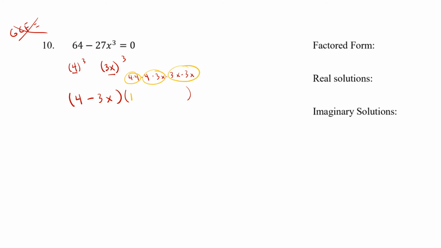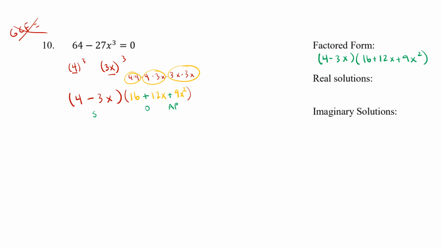4 times 4 is 16. 4 times 3x is 12x. 3x times 3x is 9x squared, giving us almost our completed factored form there. To finish it off, that's when we use SOAP. Same, opposite, always positive. Same as the original, which was subtraction, that's why that's minus. Opposite from that is addition. Always positive means that's addition. That right there is our factored form: 4 minus 3x, 16 plus 12x plus 9x squared.